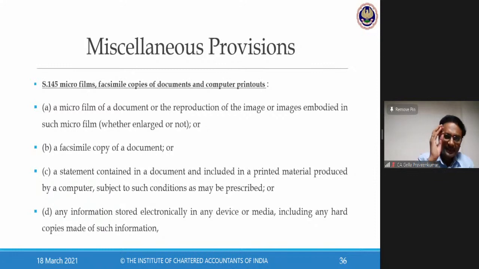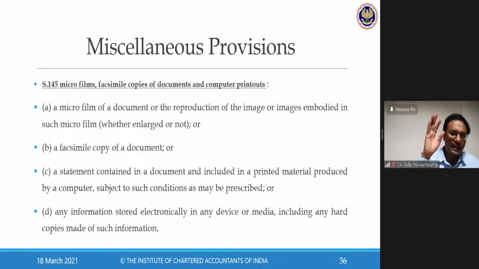Please keep in mind, this provision is carved out from the Evidence Act, 1872. This is a provision which was brought out from your Evidence Act. What do they say? Evidence which is taken from microfilm of a document or the reproduction of an image embodied in such microfilm. Facsimile copy, it's a fax copy. Statement contained in a document included in printed material of or produced by a computer.